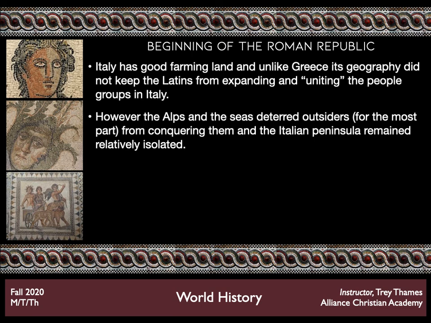So Italy does have great farming land, but unlike Greece, its geography did not keep the Latins from expanding and uniting the people groups in Italy. We said that the Greek city-states were very individualistic, had a very different identity because they were separated by islands and water and difficult mountain ranges. Italy's geography didn't seem to make unification very much of a problem. They were able to do that fairly well. It is the Alps, however, and the seas that deter outsiders from conquering the Italian peninsula. And in that sense, the Italian peninsula remains relatively isolated.